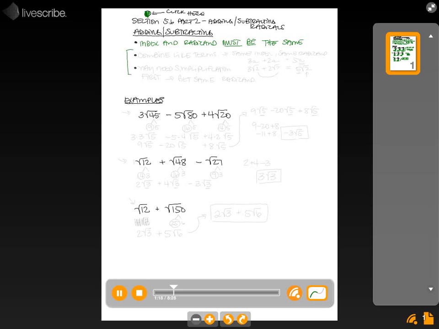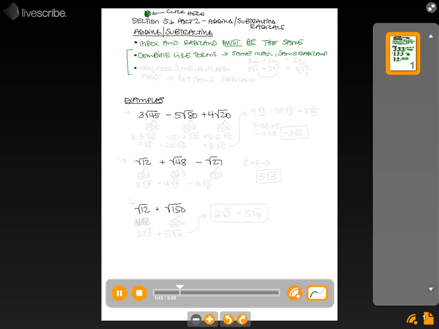Now, here are your steps. These next two bullet points are the steps. The first thing you want to do is think of this as combining like terms. And your radicand and index are your terms. So anything that has the same index and the same radicand, they're considered like terms, and you want to combine them together.